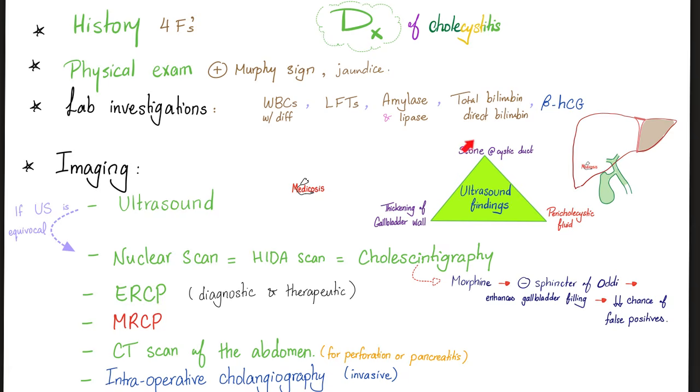What if I have hyperbilirubinemia? Then the stone has left the cystic duct and is now in the common bile duct or hepatic duct. Beta HCG, why? To rule out ruptured ectopic pregnancy.